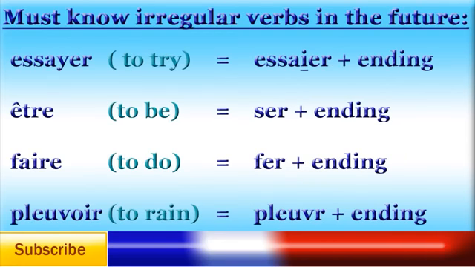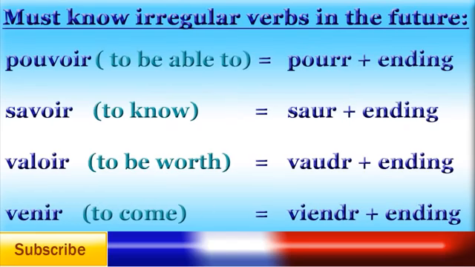The stem for the verb essayer in the future is essaier, for the verb être, ser, for the verb faire, fer, and for the verb pleuvoir, pleuvr. The stem for the verb pouvoir in the future is pourr, for the verb savoir, saur, for the verb valoir, vaudr, and for the verb venir, viendr.